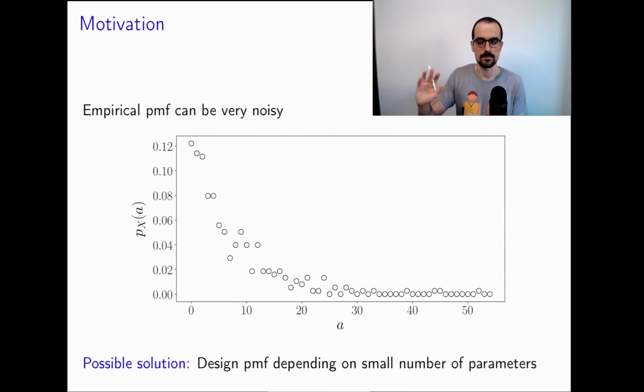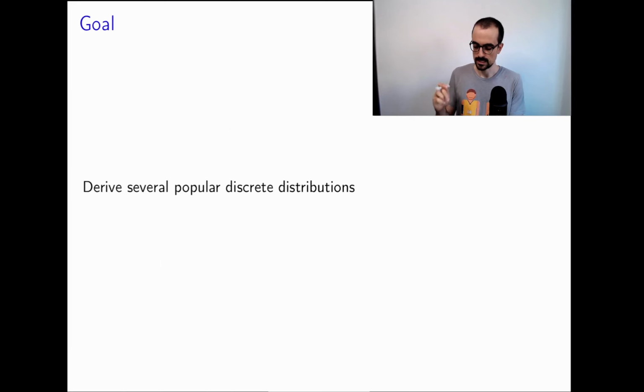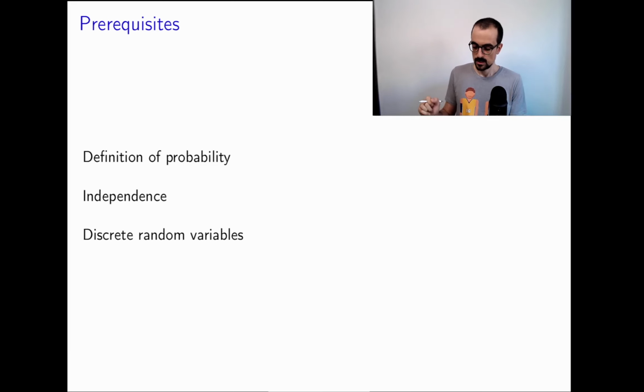We'll talk about that aspect later on. Today we're going to focus on designing these probability mass functions, which correspond to famous distributions such as the geometric, the binomial, and the Poisson distributions. So the goal here is going to be to derive several very popular discrete distributions. The prerequisites are the definition of probability, independence, and of course, the definition of discrete random variables.